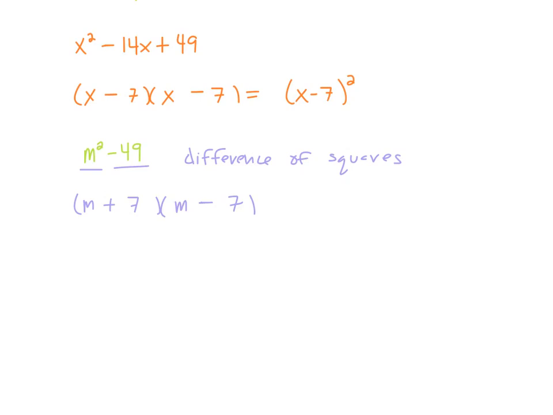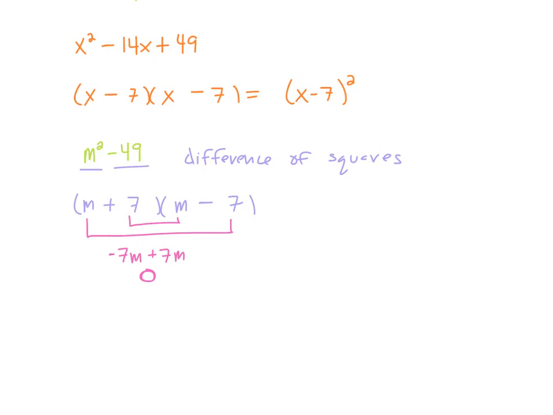Now if I check my outside terms and my inside, well, m plus negative 7 is negative 7m, and 7 times m is positive 7m. All right, we see what happens here is negative 7 plus 7 is 0. And that's why that factors into that binomial with just two terms there, because those middle terms end up canceling each other out.